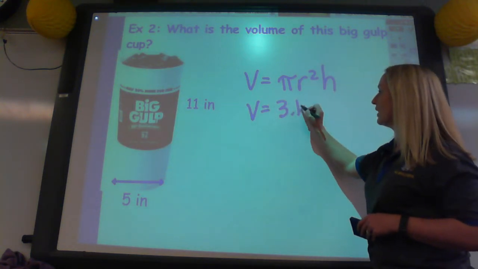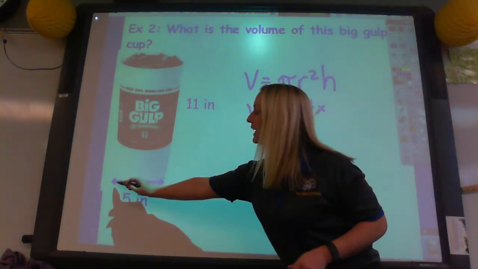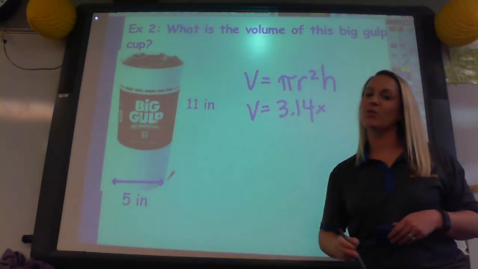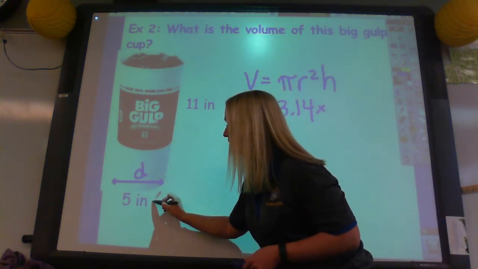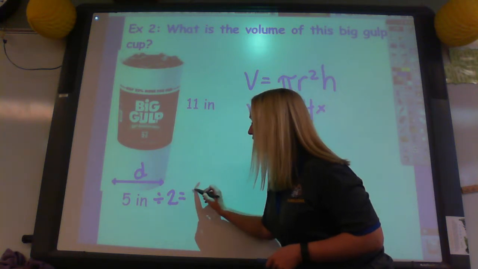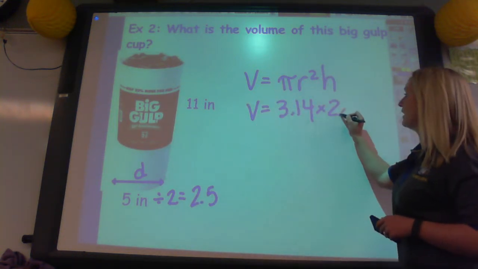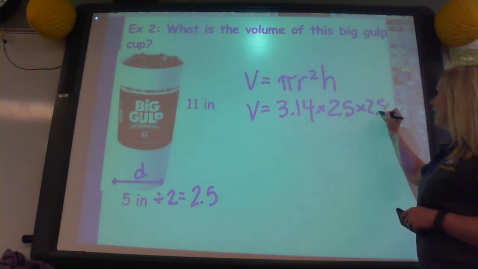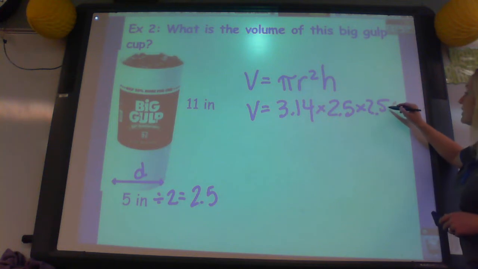And substitute right in. You do have to pause for a second here because when your line goes all the way across the circle, that's the diameter. So I need to divide this by 2 in order to get my radius. So that's going to be 2.5. So just slow yourself down when you see that diameter. And then we would multiply it times the height, which is 11.